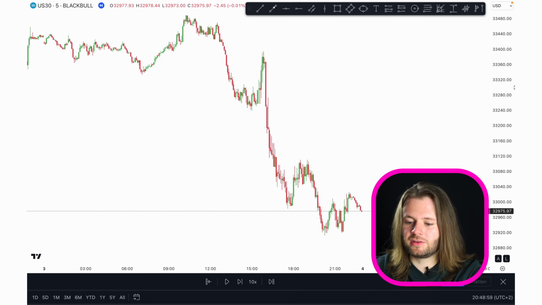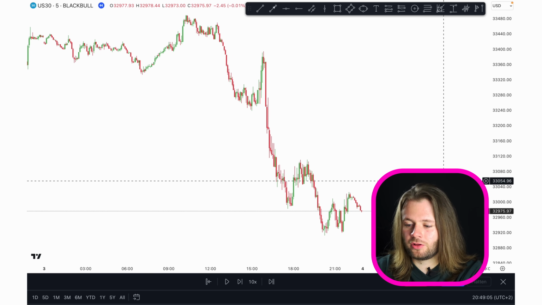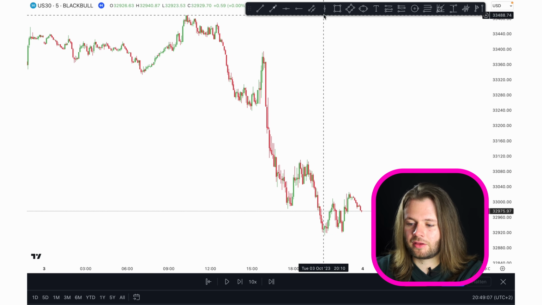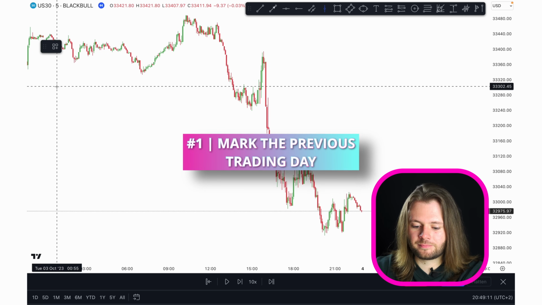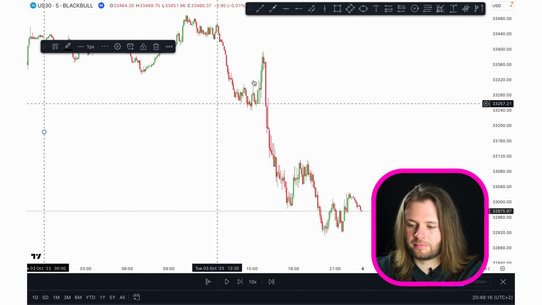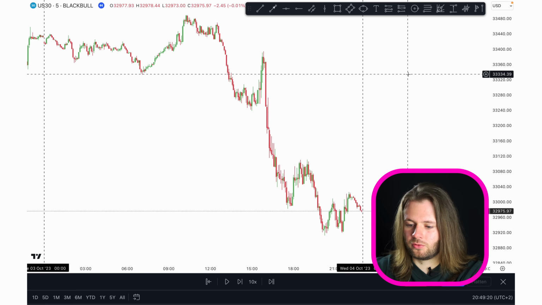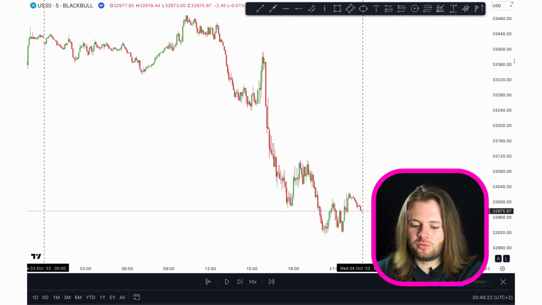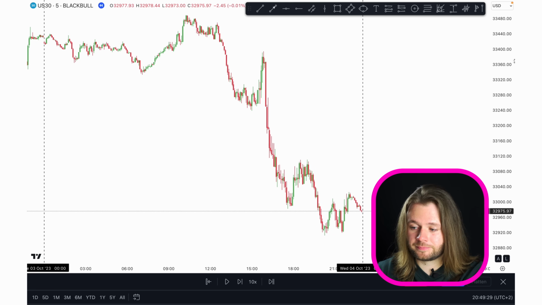So in front of you, you'll see a basic chart. We are looking at the 3rd of October. To start off the strategy, we select the vertical tool and we mark the previous day. So we will mark from 12 o'clock on the 3rd and we will mark 12 o'clock on the 4th. So in front of you, you will see the daily price movement of the 3rd of October 2023.